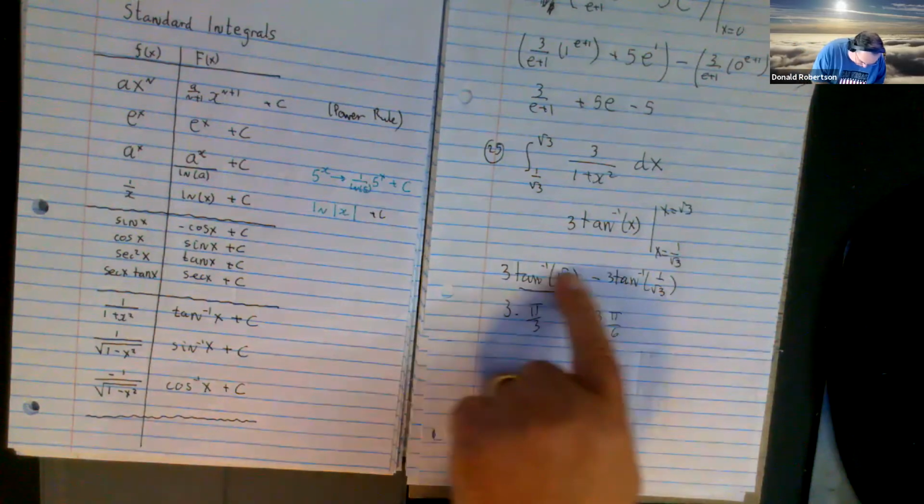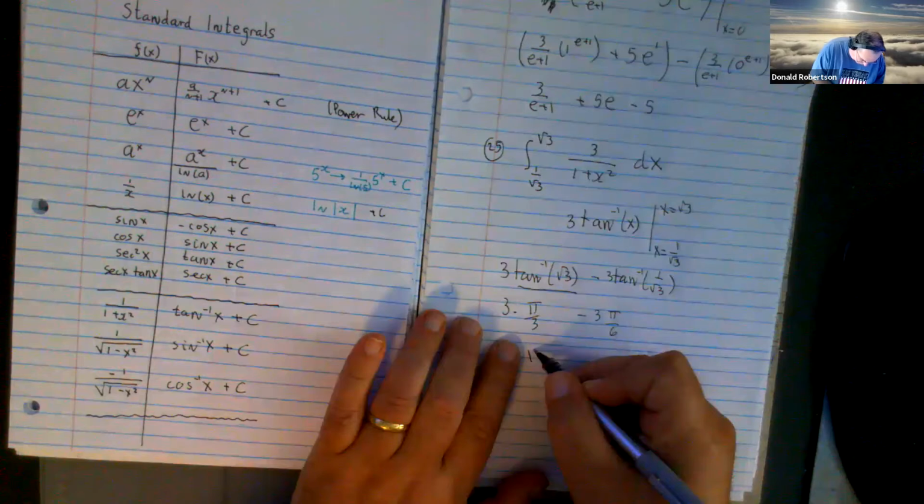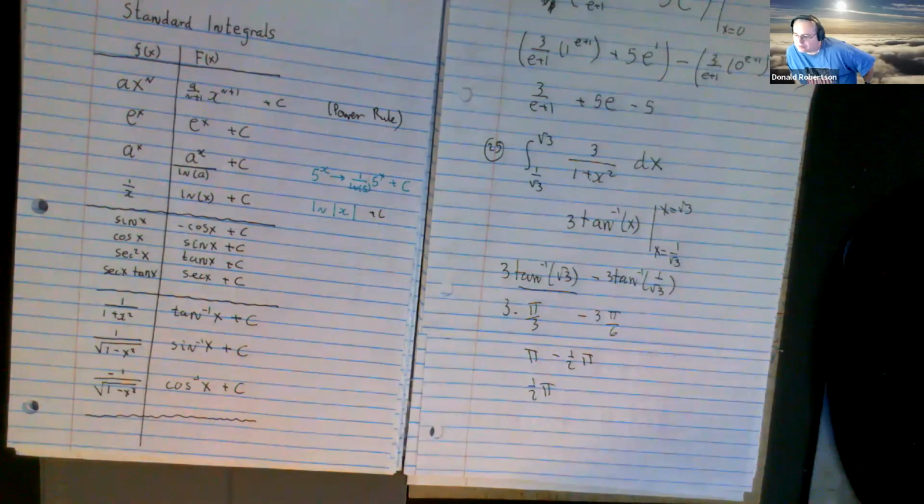Now, this guy is worth pi, and this guy's worth a half pi. So the whole answer is a half pi. That's quite a nice answer, isn't it? For what started life as quite an ugly question.